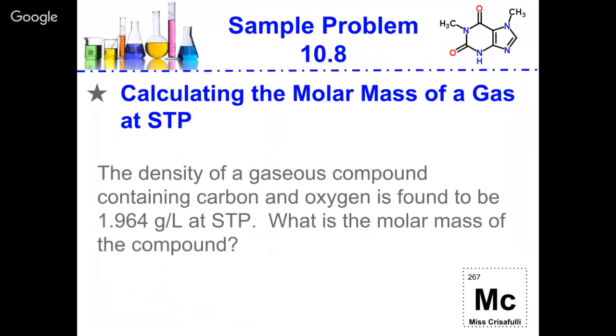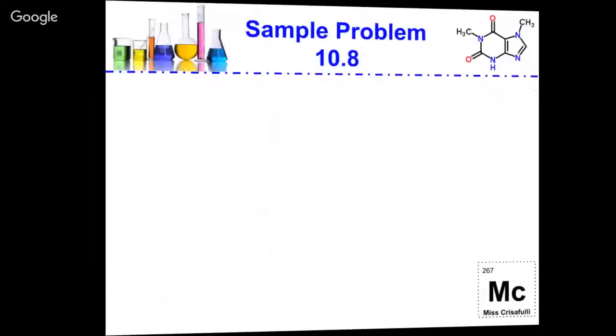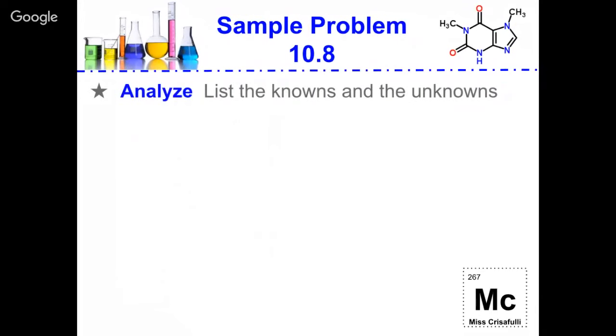What does STP stand for again? Standard temperature and pressure. So we have a gas containing carbon and oxygen, and it has a density of 1.964 grams per liter, and I want to know what the molar mass is. Well, what are the units for molar mass? The units for molar mass are going to help us here.